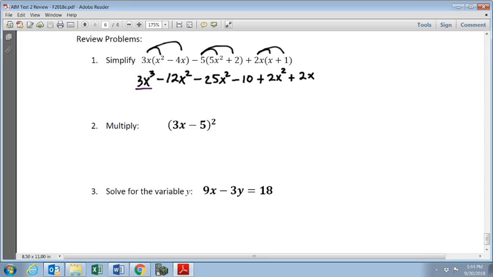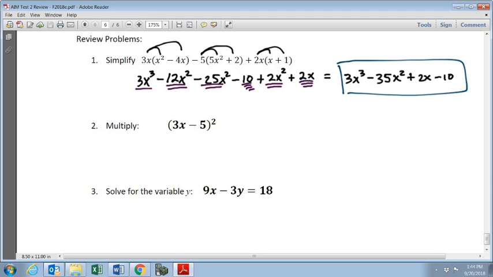We only have one x cubed term, so let's go ahead and write that one. We've got 3 x squared terms, so a negative 12 and negative 25, that's negative 37. Plus 2 is negative 35. So negative 35x squared. And notice the last two terms here are not like terms. I'm going to put my x term next because I want to put the powers of x in descending order. So put the 2x next, and then we'll put the constant last. We know constants get no respect, they always go last.